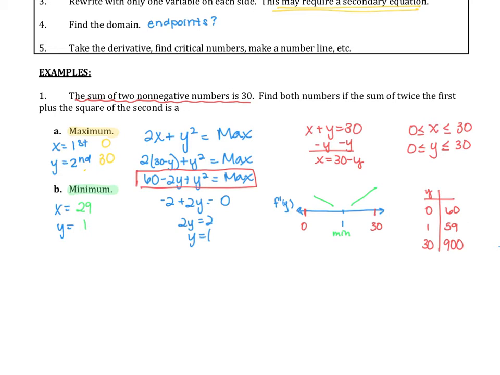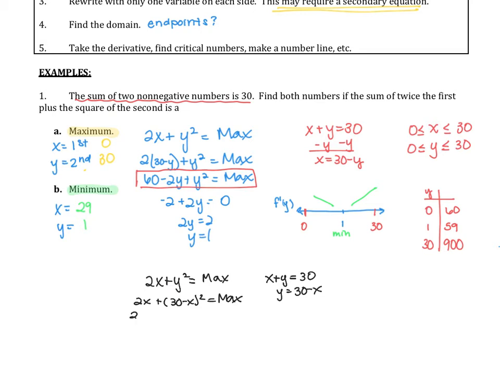Just watch for a moment. What if instead we had 2x plus y squared, we're trying to find the max, and instead I solve in the secondary equation for y, and we get y equals 30 minus x. Then over here we'd get 2x plus (30 minus x) squared equals my max. Now I could FOIL this, or I could take the derivative as it stands, it's up to you.